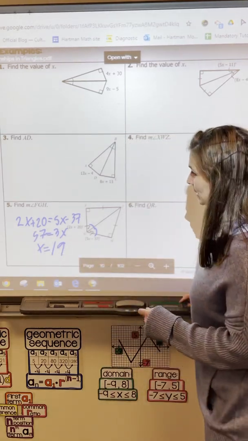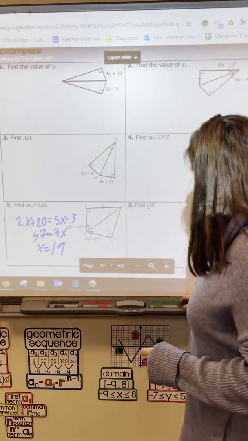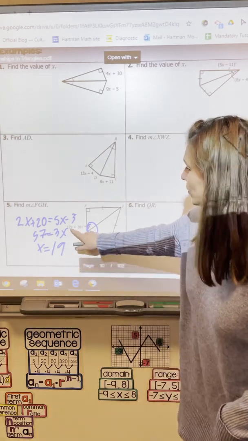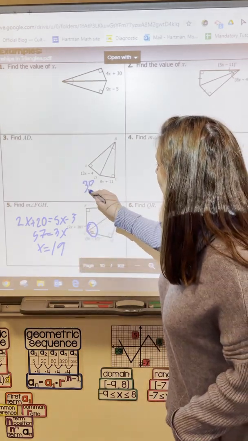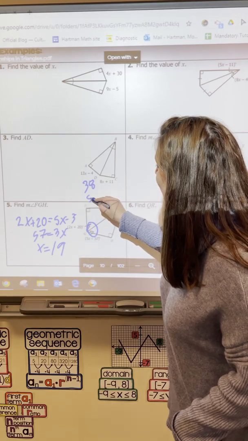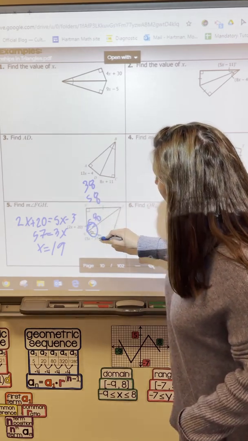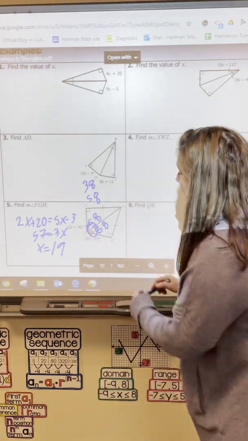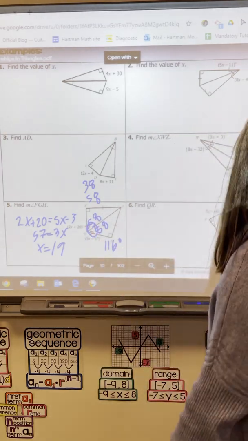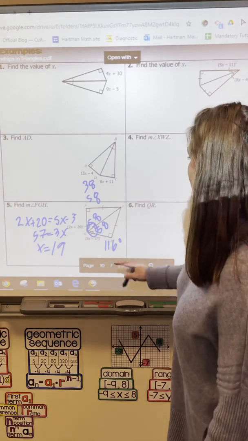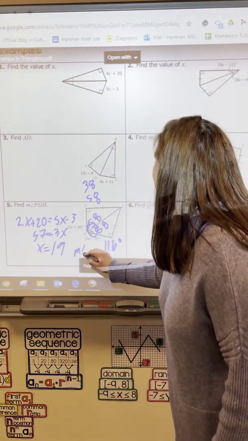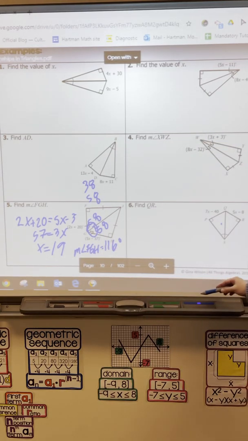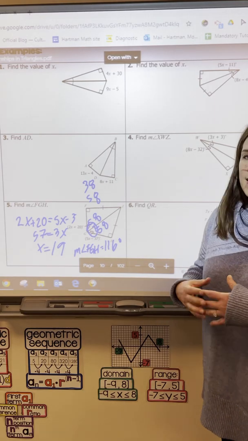But it wants me to find the angle measurement of FGH. So I'm looking for that whole measurement. So 19 times 2 is 38. 38 plus 20 is 58. But that's just this angle. I want the whole angle. So it's 58 plus 58 is going to be 116. So it's 116 degrees. Okay? So the measurement of angle FGH is equal to 116 degrees. So those are your angle bisectors, and that's what it looks like.